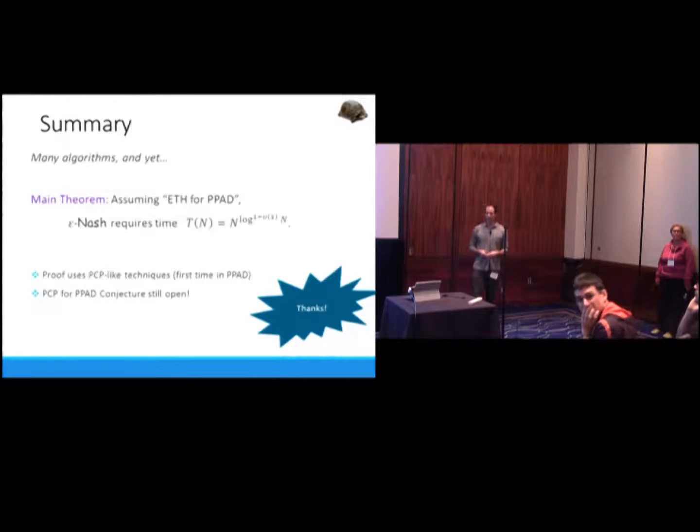Does the lower bound say anything about the dependence on epsilon? So the lower bound works for some constant epsilon. It's a very small constant. Yeah, that's all I have to say. And there is some open range between that and the 0.33.